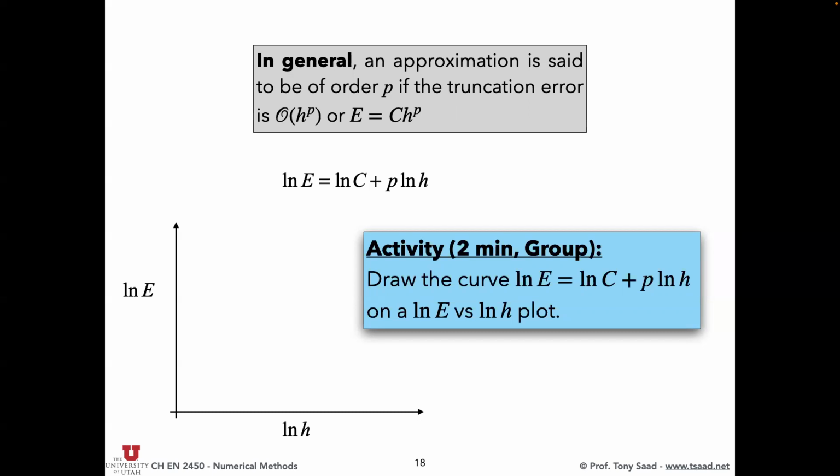So on a log-log plot, call this y, call this a, and call this b. You get y equals a plus p times x. So it's a straight line with an intercept log C and slope p, the order of the method.